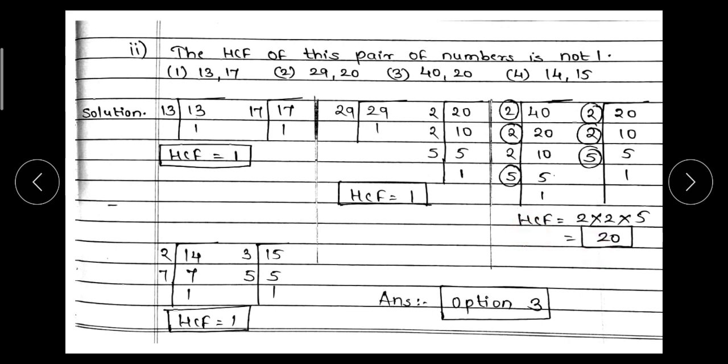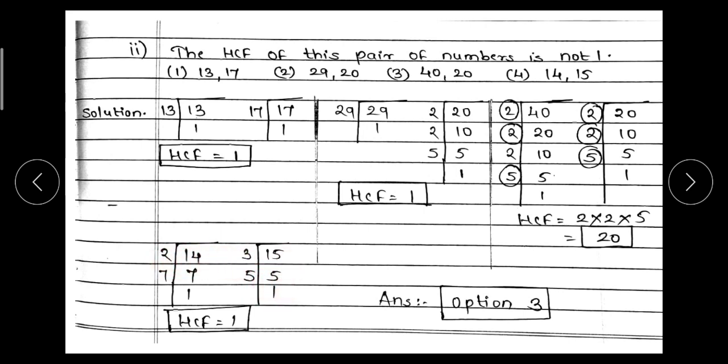Okay. Now let's take the fourth pair, 14 and 15. Factors of 14 are 2 sevens are 14, 7 ones are 7. Factors of 15 are 3 fives are 15, 5 ones are 5.